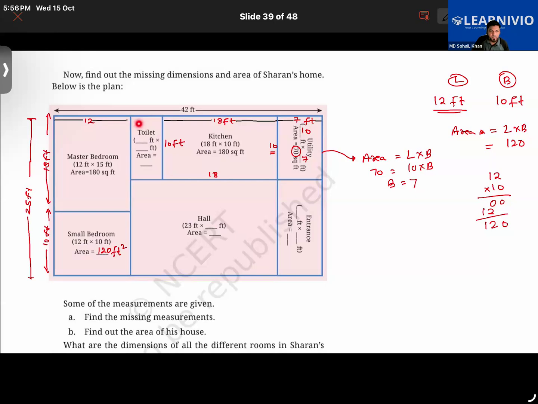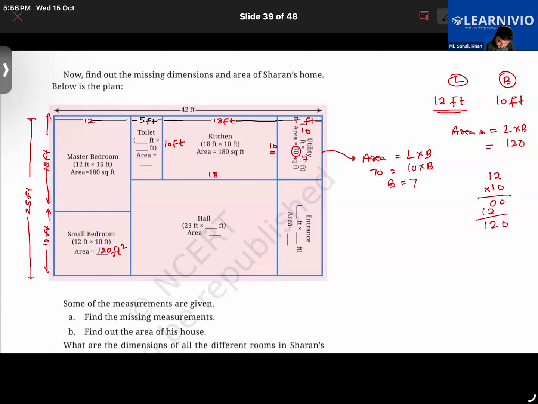From 42 feet, you subtracted 37 feet, so that is 5 feet.